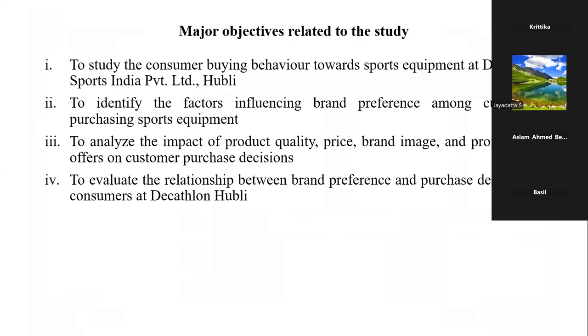So considering all these aspects and the review of literature, let us understand the major objectives related to the study. By looking into the different authors who have contributed to the study, you can come up with major objectives coming out of the review of literature, because most of the authors who have conducted studies related to Decathlon Sports Apparel are always trying to study consumer buying behavior.